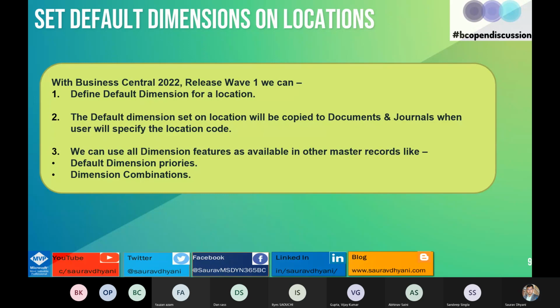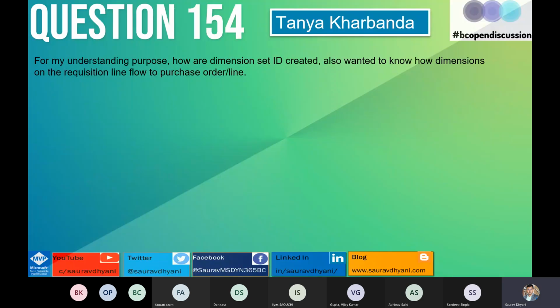Okay. So the next one is a question from Tanya, and her question was around, from her understanding, how dimension set IDs are created, and also wanted to know how dimensions on the requisition line flow to purchase order lines.